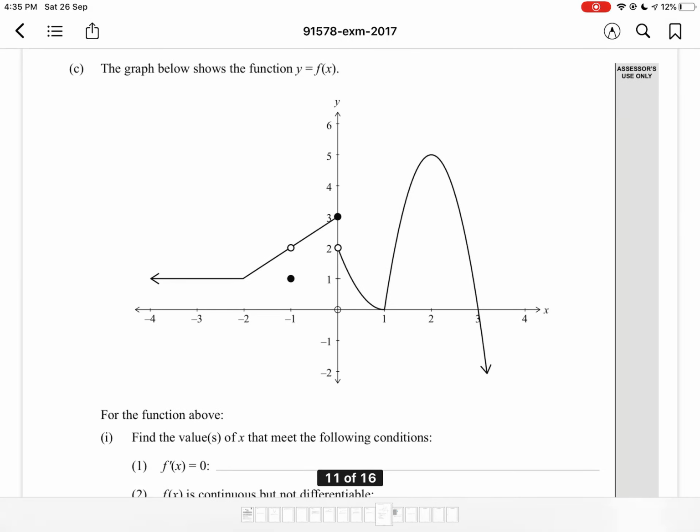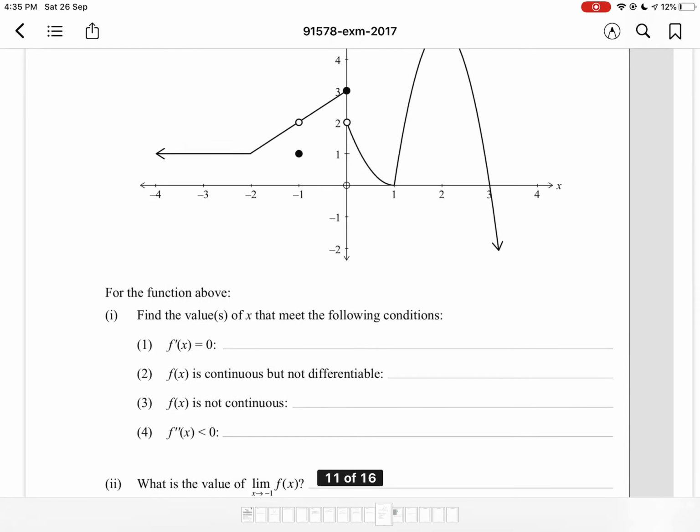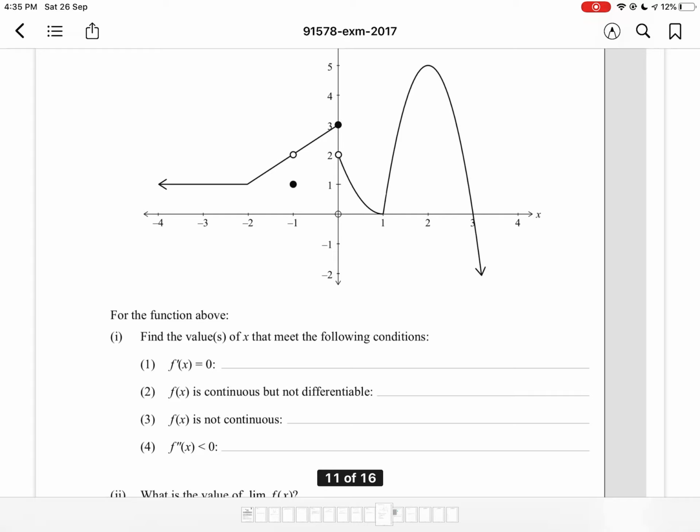Question C, the graph below shows the function y equals f of x. So for the function above, find the values of x that meet the following conditions. f dash of x equals 0, so that's our gradient function equals 0, so that's our stationary point, so that's our flat line.